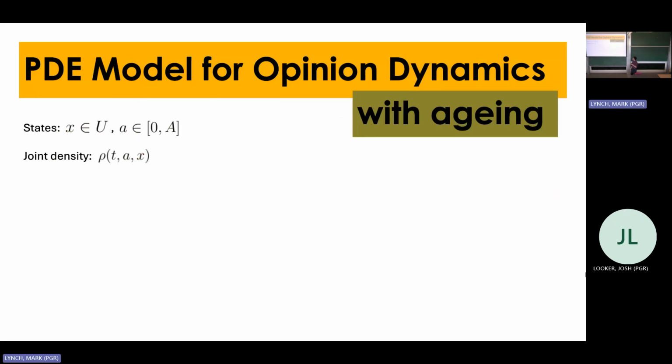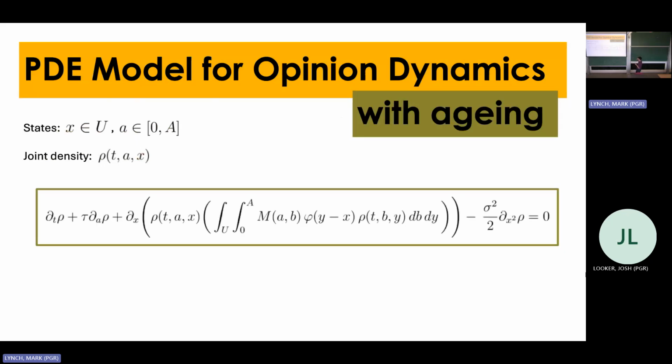And again, we'll look at this joint density now. So at a time t, the probability of finding a person with age A and opinion X. And the PDE looks very similar to before, except with a few extra terms. So we have this term, as well as time evolving, everyone ages at this constant rate, tau. And now, as well as interacting with other opinions, you also interact with other ages. And we have this function M that describes how much a person with age A listens to a person with age B. And the rest of it is the same.